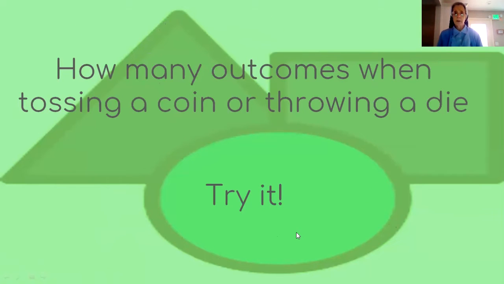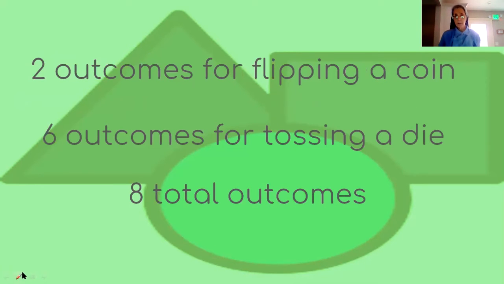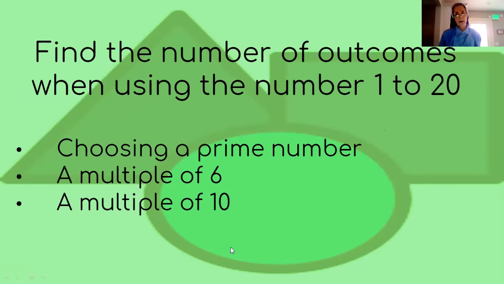How many outcomes when tossing a coin or throwing a die? Think about that. I'll give you a couple seconds. So when you toss a coin, how many outcomes do you have? 2. And when you throw a die, 6. So together, we have 6 plus 2, which is 8 total outcomes. Pretty easy stuff, right?